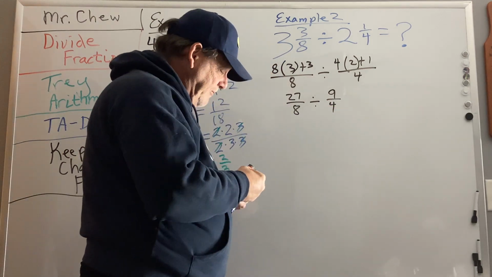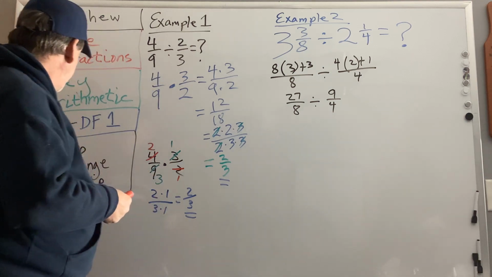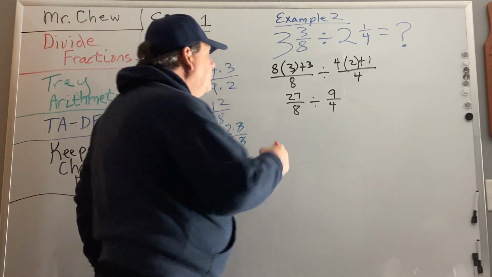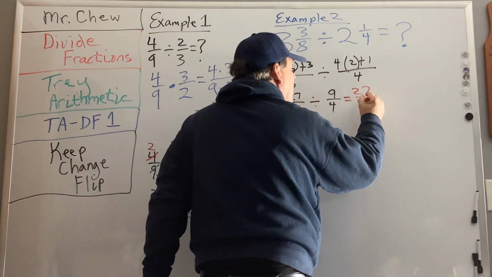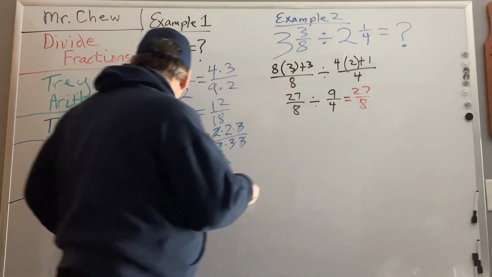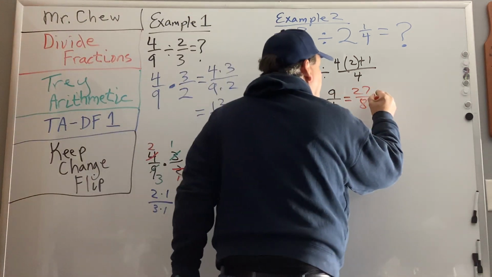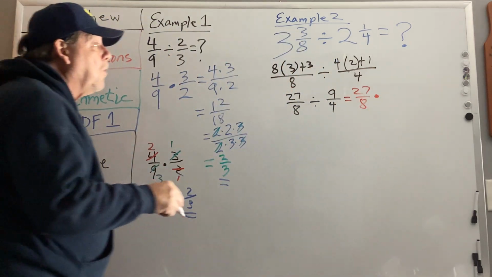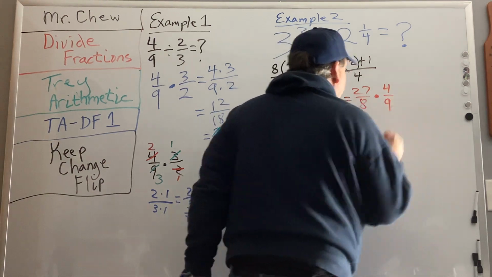Now, remember what you have to do? Up to this point right here, I have to keep, change, and flip. So I keep the first one, 27 over 8. Then I change division to multiplication. And then I flip or write the reciprocal, which will be 4 over 9.